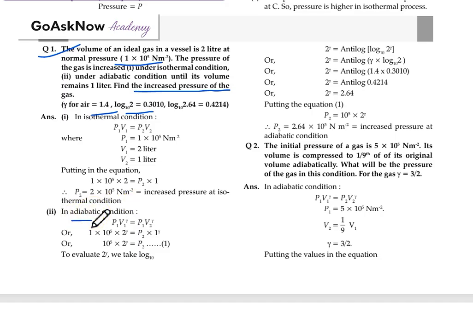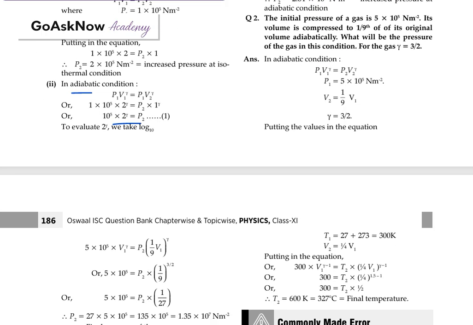In the adiabatic condition, P1 V1^gamma is equal to P2 V2^gamma. We substitute the values. Here we get 2^gamma is equal to 2.64. To evaluate 2^gamma, we take log10. So when we solve it, we get 2^1.4 is equal to 2.64. So we put this value in equation number 1. Then P2 is equal to 10^5 × 2^gamma. So the value of pressure P2 is equal to 2.64 × 10^5. It is increased at the adiabatic compression. So P2 is increased in the isothermal condition, and P2 is increased in the adiabatic condition as well.